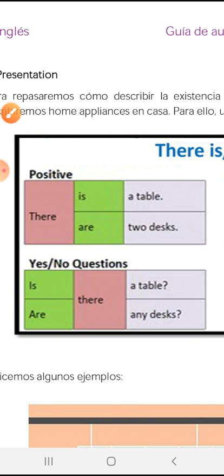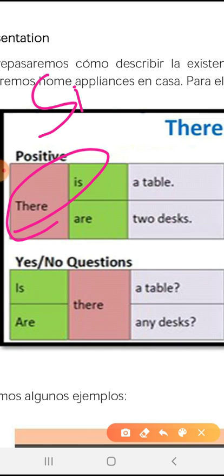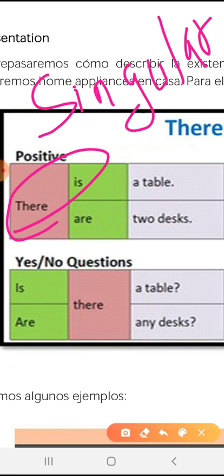What's the difference? ¿Cuál es la diferencia? Attention here. Aquí solo hay uno. There is a. Solo one. Y en la de abajo, there are 2. Mira. Ya son más de uno. More than one. So, there is for singular. Para cuando solo hay uno.